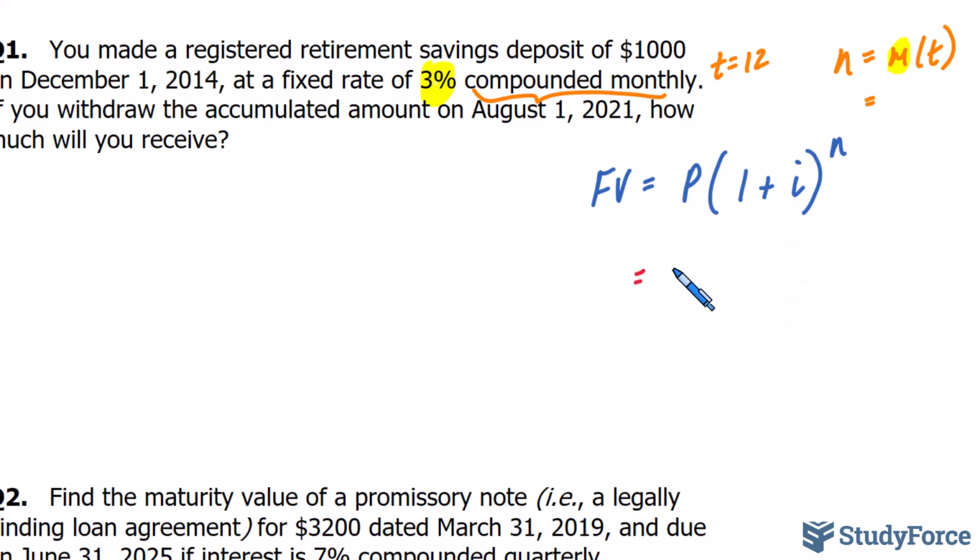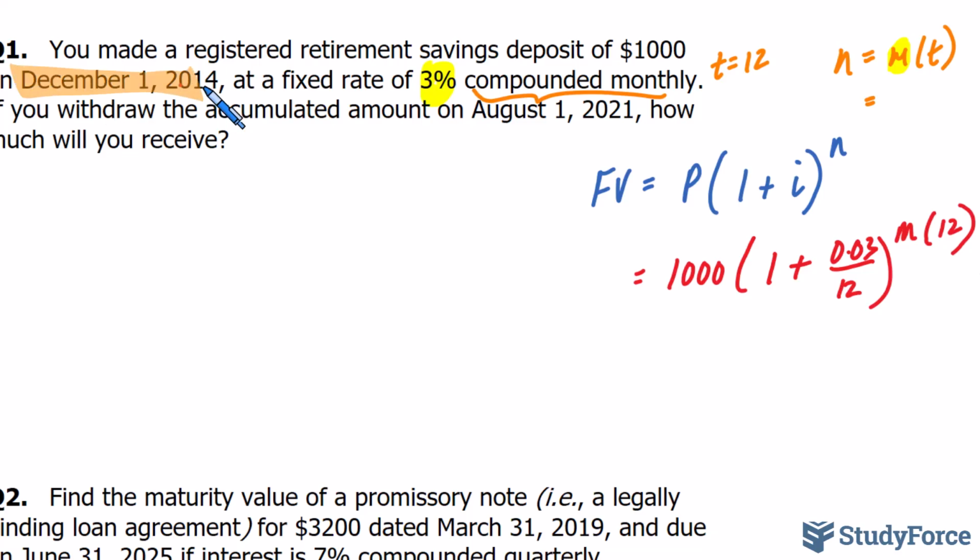Let's start filling things in. So again, our principal is $1,000. And in parentheses, we have 1 plus our nominal interest rate of 0.03 divided by 12. And that's being raised to an unknown value of M times 12. We need to find out how many years pass from this date to that date.